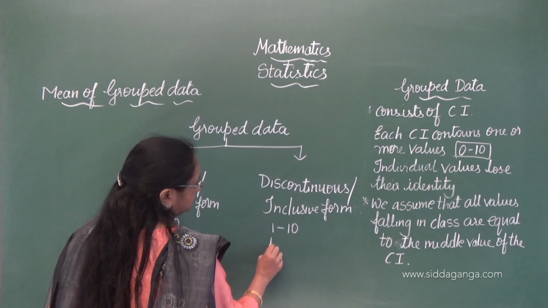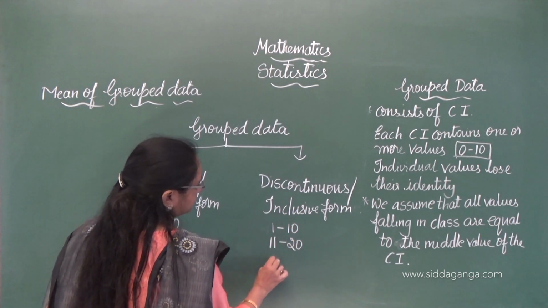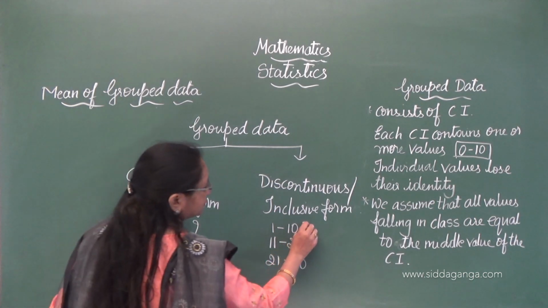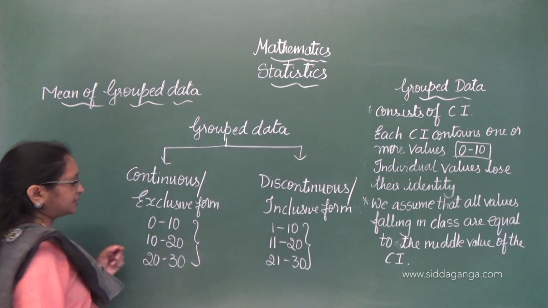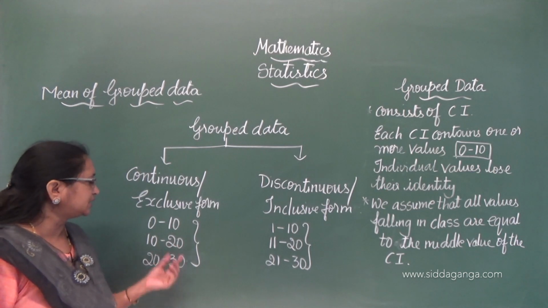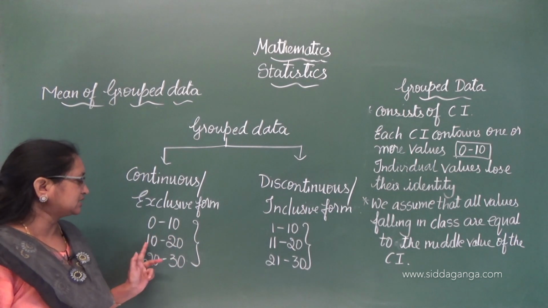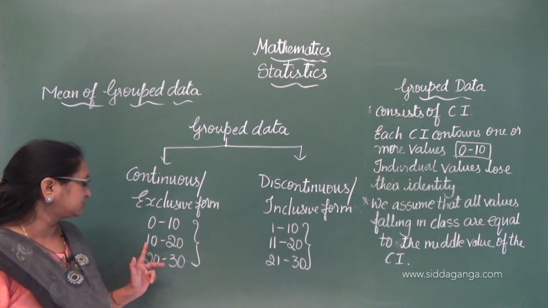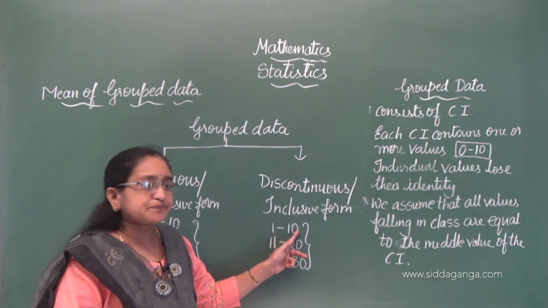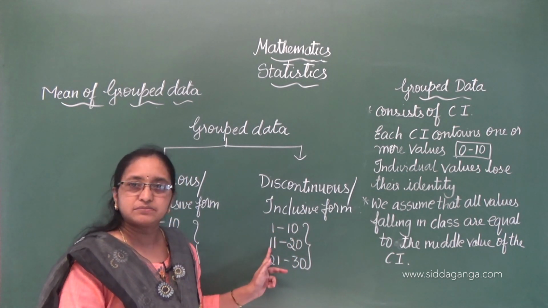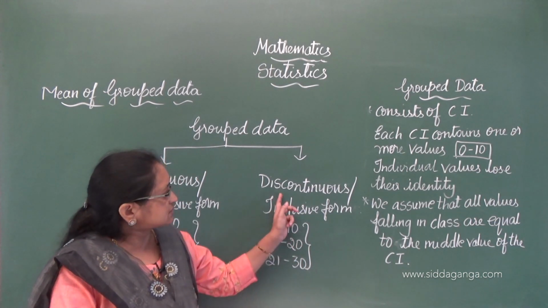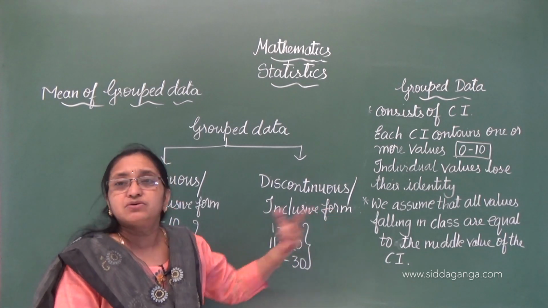1 to 10, 11 to 20, 21 to 30. I hope you understood the meaning of discontinuous. See here 0 to 10, 10 to 20, 20 to 30. There is a continuous class interval. Here 10 is continued, 20 is continued. But just observe this, 1 to 10 and there is a gap between 10 to 11 and there is a gap between 20 to 21. It is not continuous. That is discontinuous or inclusive form.